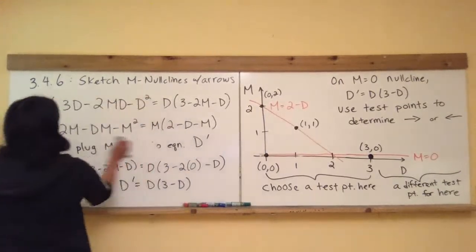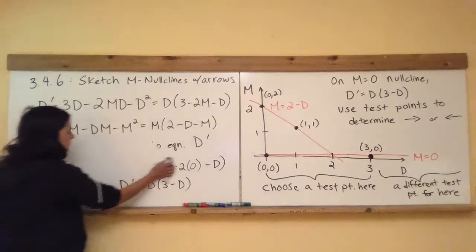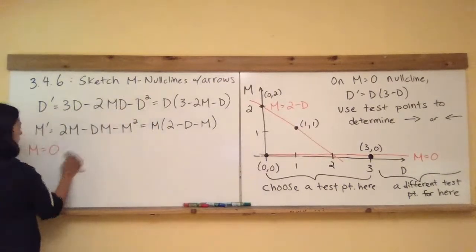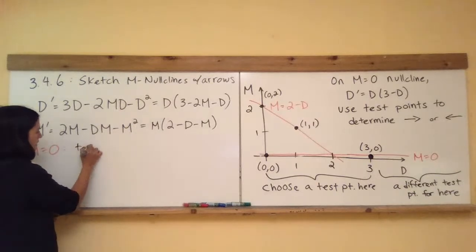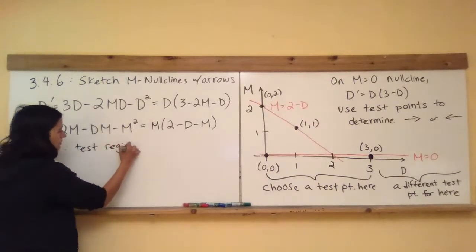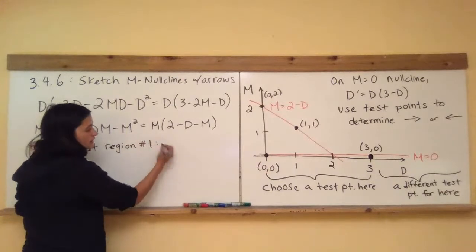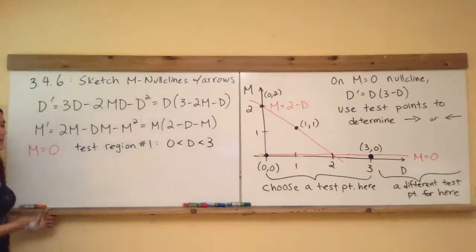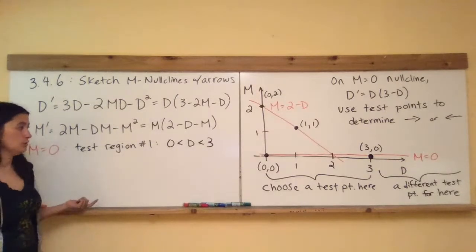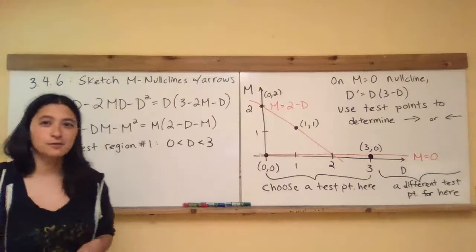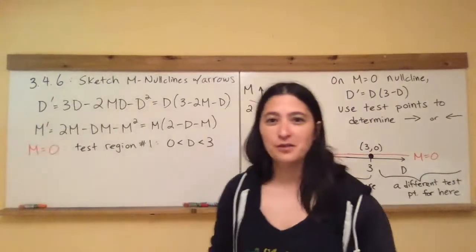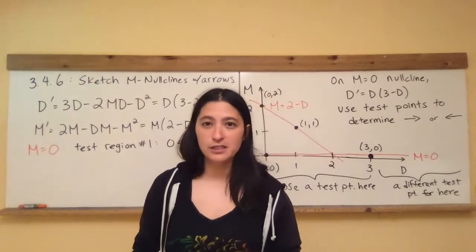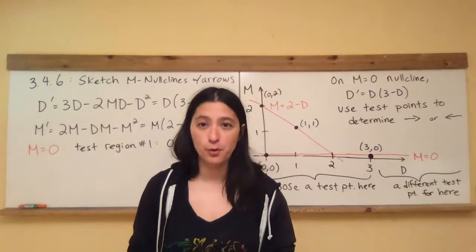Okay. So we're still working on the m is equal to 0 board, and we're just testing the sign. So we're going to do a test region number 1, in which case D is between 0 and 3. And then we're going to go on to test region number 2. Okay, I really want to interact with you as much as possible. So now, just to make sure that we're all on the same page, can anyone volunteer a suggestion for a test point that's going to work?